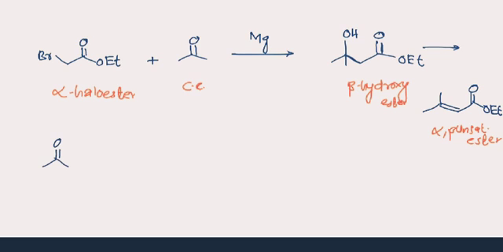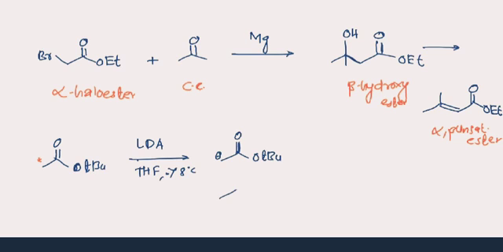Suppose I have this ester. I'm going to react it with lithium diisopropylamide, that is LDA, in the presence of tetrahydrofuran at minus 78 degrees Celsius. Obviously you know that LDA is going to abstract the hydrogen from the alpha position, and it will develop the negative charge. This will be here OtBu and it will show the resonance.